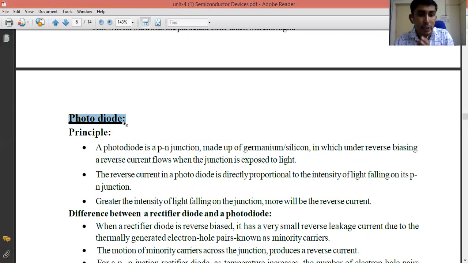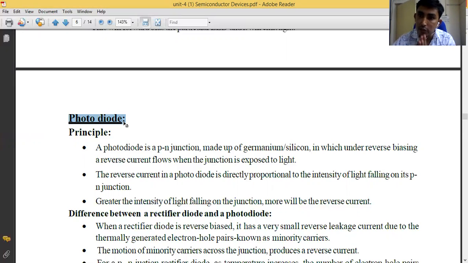It's not like the LED. LED is not made up of silicon or germanium, even though it is a semiconductor device; it's made up of gallium arsenide phosphide, and so on. But the photodiode is our PN junction diode, which is connected in reverse bias, and its reverse current will start to increase if its junction is exposed to the light.